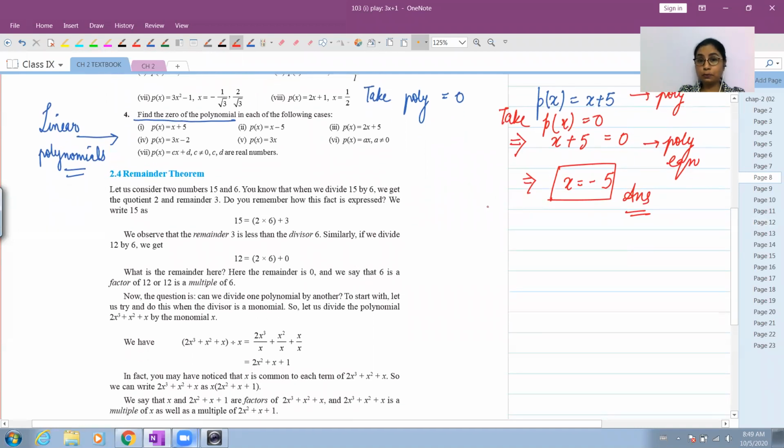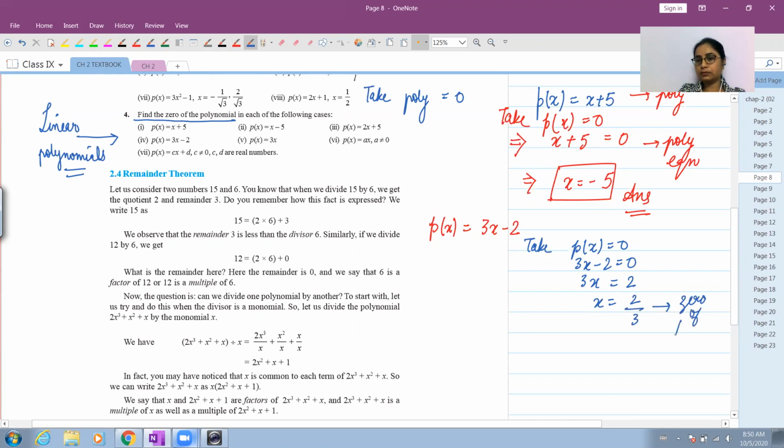Let's take the fourth part. In the fourth part, you have P(x) equals 3x minus 2. So you're simply going to take this as equal to 0. And then solve. So 3x minus 2 equals 0. From here, you can find out the value of your variable. This is the 0 of P(x). And you can verify that if you replace x by 2 over 3 in the given polynomial, the answer will be 0.